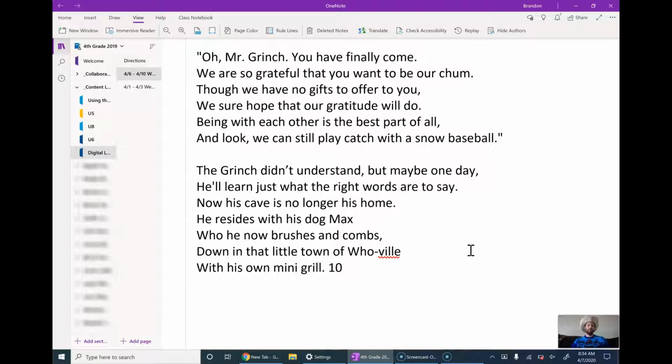Be with each other is the best part of all. And look, we can still play catch with a snow baseball. The Grinch didn't understand, but maybe one day he'll learn just what the right words are to say. Now his cave is no longer his home. He resides with his dog Max, who he now brushes and combs, down that little town of Whoville with his own little mini grill.